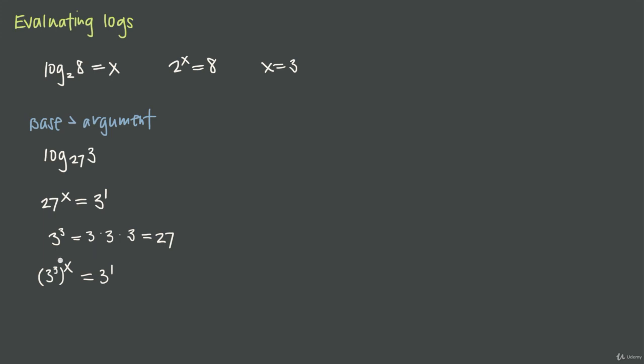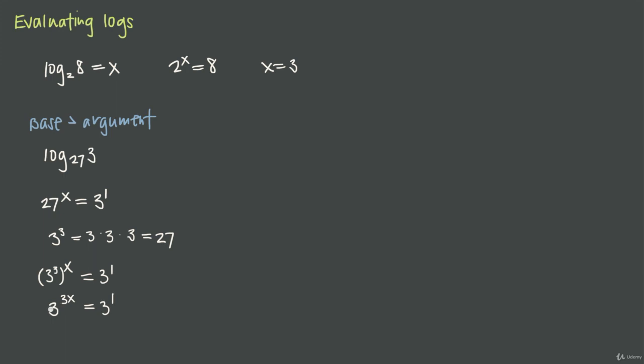Now here's where we have to go back to exponent rules. We're going to need to apply the power rule for exponents to the left-hand side here, which tells us that when we have one exponent raised to another, so we have 3 to the third to the x, we can multiply those exponents together. So 3 to the third to the x is the same thing as 3 to the 3 times x, or 3 to the 3x. So we can rewrite this as 3 to the 3x is equal to 3 to the 1. Now we have the bases equal to each other on both sides. The base of the left-hand side is 3, the base of the right-hand side is 3.